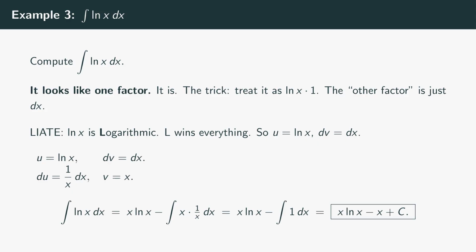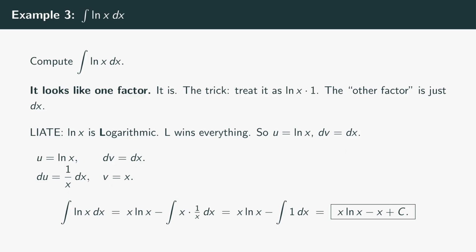Third example. Compute the integral of the natural log of x dx. And here is the moment integration by parts earns its keep, because there is no obvious second factor. The trick is to invent one. Write the integrand as the natural log of x times 1. Now there are two factors, and LIATE has something to say.